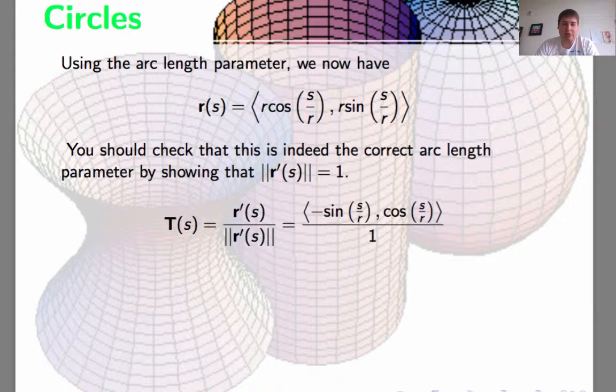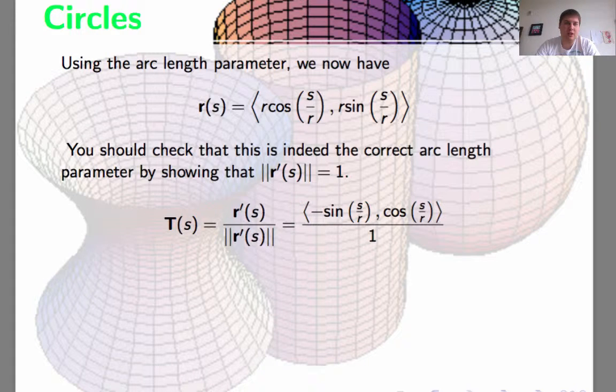You'll remember the formula for that is r prime of s divided by the magnitude of r prime of s. But again, the nice thing here, since this is the arc length parameter, the magnitude is just 1. So the denominator is just 1. The numerator, using a little chain rule, gives us negative sine of s over r comma cosine of s over r.